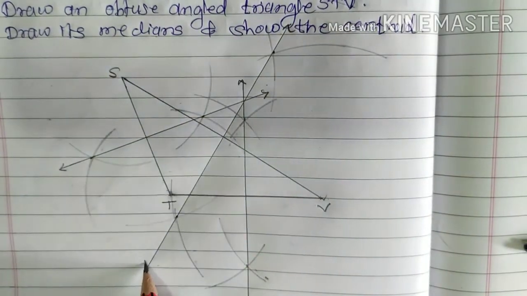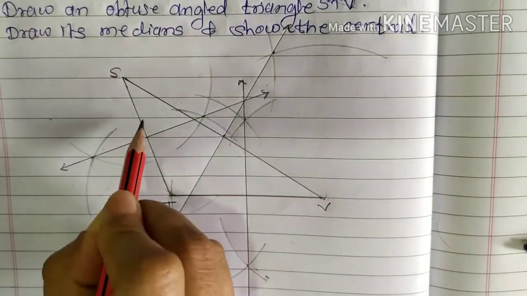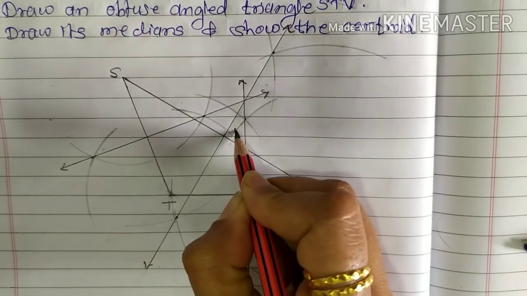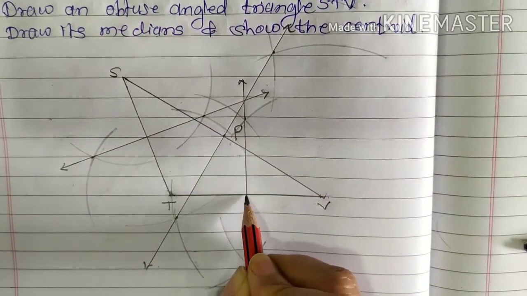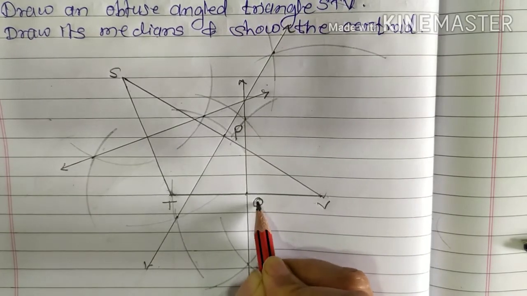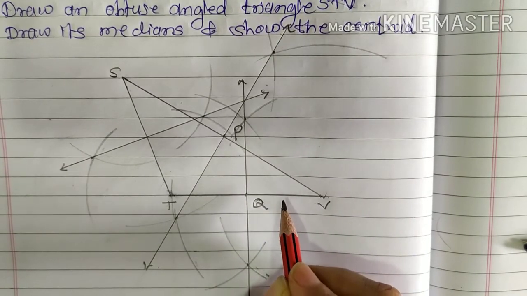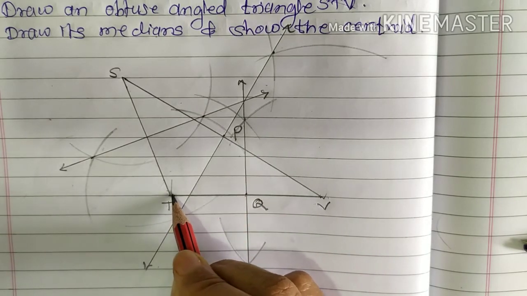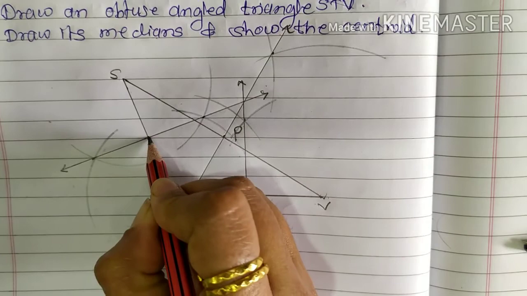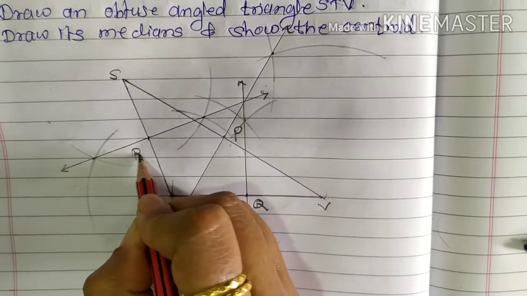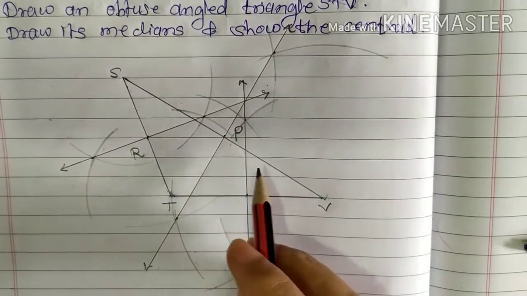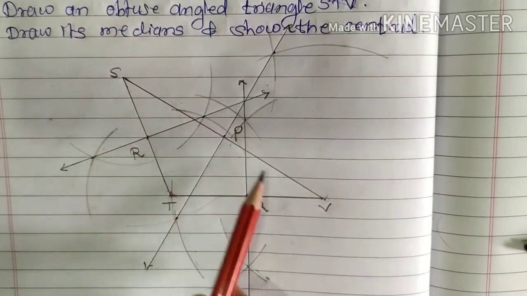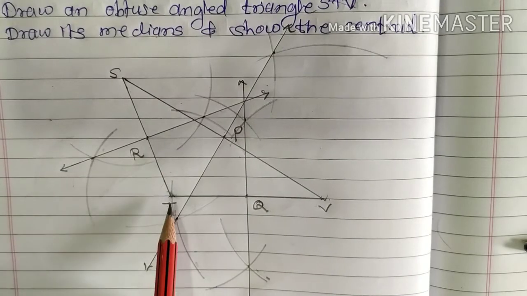This is the midpoint of SV. So this is the midpoint, that is, we name that P. This is the midpoint, that is Q, and the side ST having this midpoint, that is R. So we got here the midpoints of the 3 sides of the obtuse angle triangle.